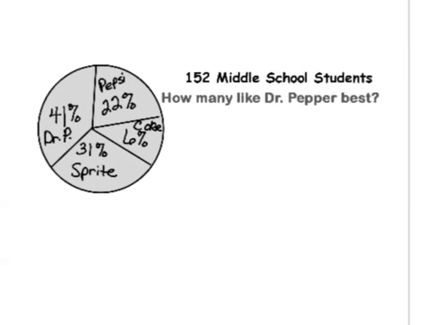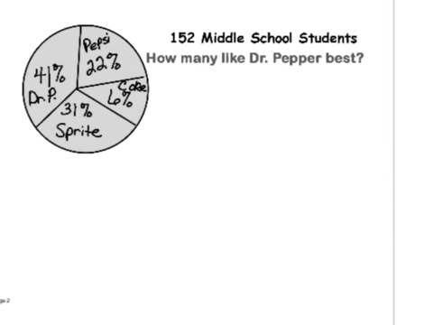Write this down. This is a circle graph, and 152 middle school students were surveyed. 41% like Dr. Pepper. So I need to know how many actually like Dr. Pepper. I need to find how many of the 152 students voted for Dr. Pepper. It says 41%. So I take my percent, change it to a decimal, and I times it by 152.